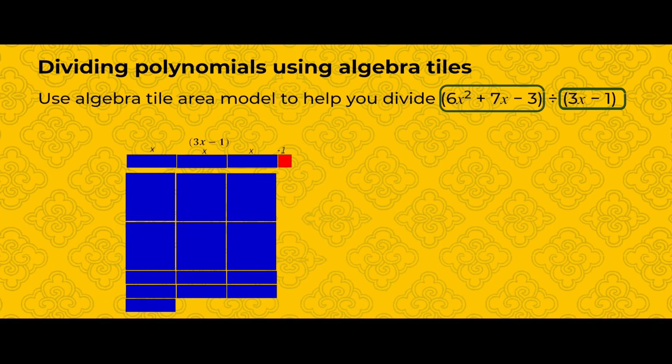We'll go with the other tile that we have in the dividend. We have minus 3. That means we have 3 unit tiles, all of them negative, so red. But how do we place them? Some of my students have a problem here.